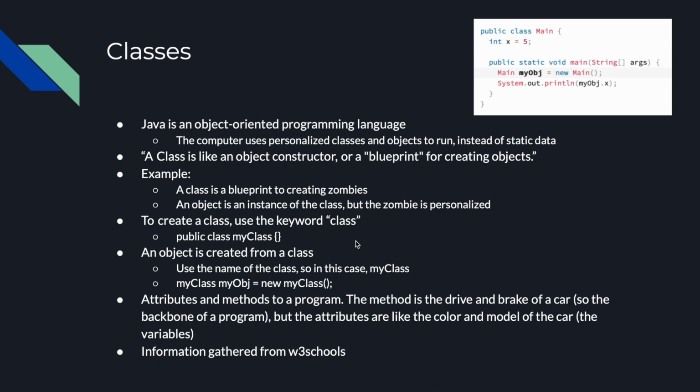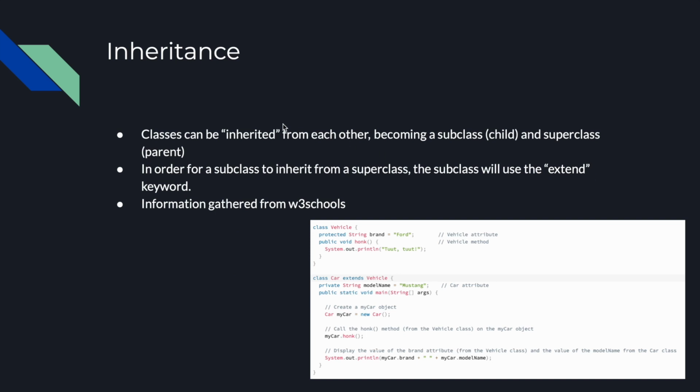So attributes and methods are in a program. The method is basically like the drive and brake of the car. It's the backbone of a program. But the attributes are kind of like the color and model of the car. So it's more like the variables, similar to int x = 5. That type of thing, because it's what makes the object come to life, starting from a class's blueprint. So moving on, we'll go into inheritance.